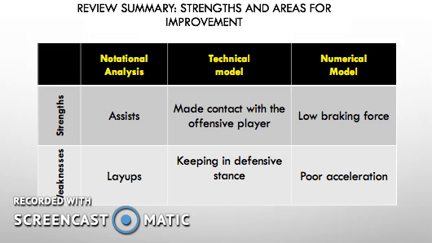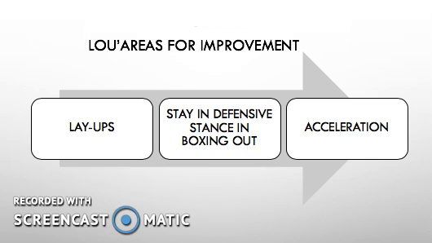Weakness for technical model: he didn't stay in a defensive stance, so wasn't balanced to be in a position to move quickly and grab the rebound. Weakness for numerical model: he had poor acceleration. Lou's 3 targets to improve are layups in notational analysis, staying in a defensive stance in boxing out in the technical model, and finally to improve his acceleration in the numerical model.